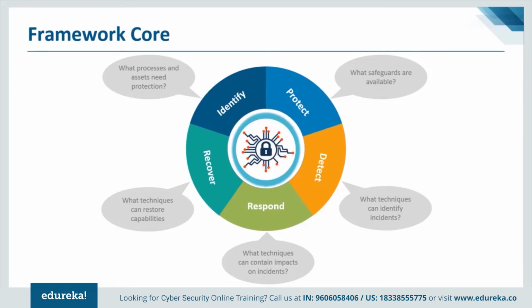The core asks an organization to identify what processes and assets need to be protected. Now, after assessing that, you need to find what protection is available. Then you need to find out what techniques can identify the threats and what techniques can contain the impact of an incident. And finally, the core defines what techniques can restore the capabilities of the organization before the attack.